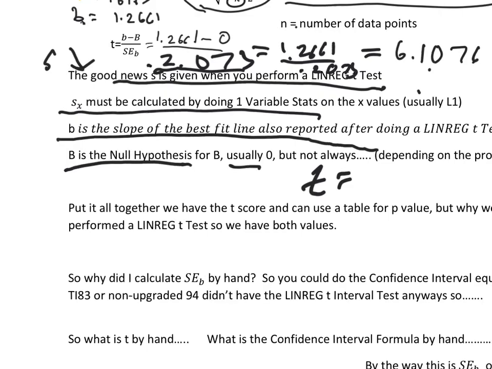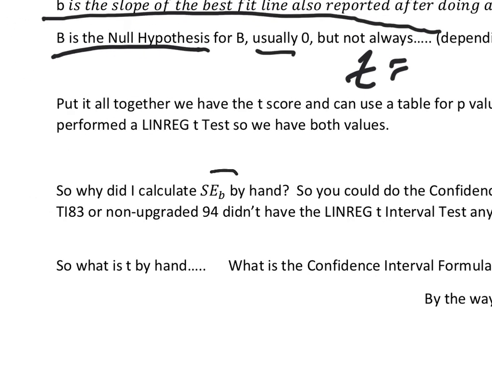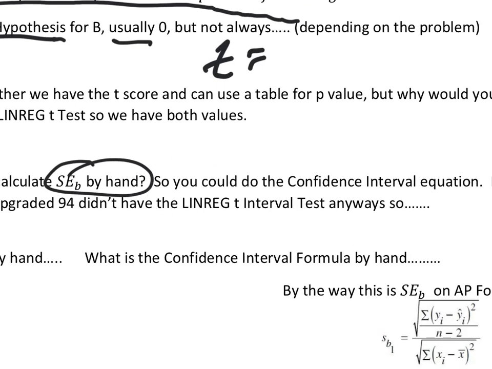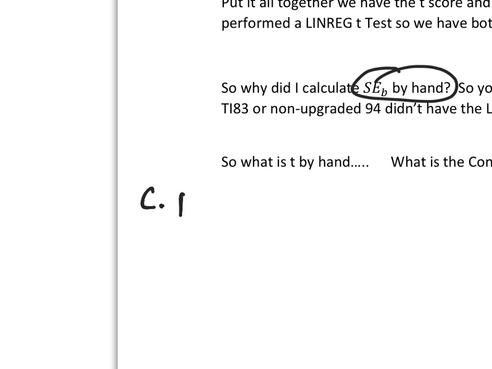Now, what else we got to do? Why did I calculate SE by hand? So that you could do a confidence interval equation. Everybody should know what SE is because when you do your confidence interval, after you do your conditions and check everything, you're supposed to say this. It's B plus or minus T star times my standard error. If you don't know what your standard error is, how are you going to show the reader that you can do this by hand?